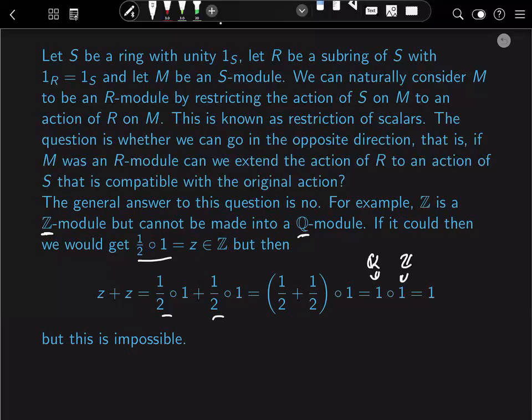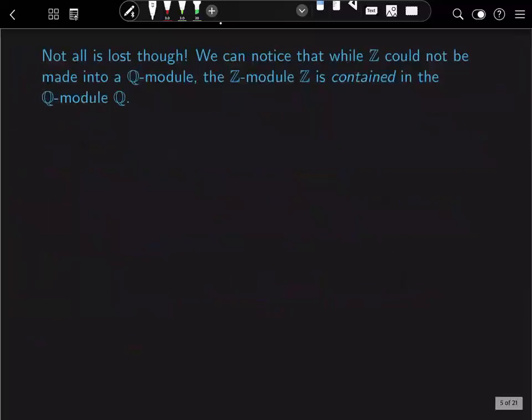So this shows that in general, we can't extend the action of Z on Z to an action of Q on Z. But we do notice that there are a couple of niceties that we can pick out from here. As I've written, not all is lost though. While Z couldn't be made into a Q module, the Z module Z is contained in the Q module Q. So what does that mean? That means that there's some homomorphism that takes our Z module Z and maps it into our Q module Q. This isn't saying that Z is a Q module, but this is saying that the structure of our Z module is somehow embedded in the structure of a larger module, a Q module Q.